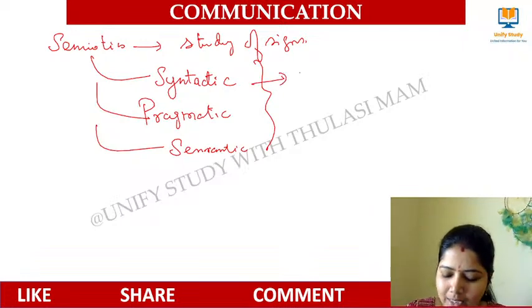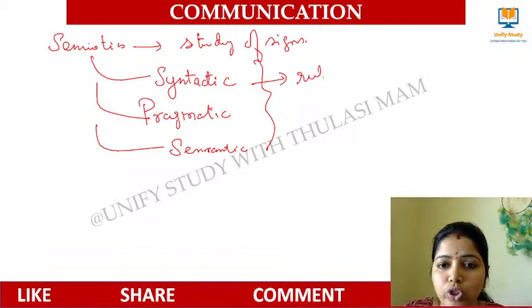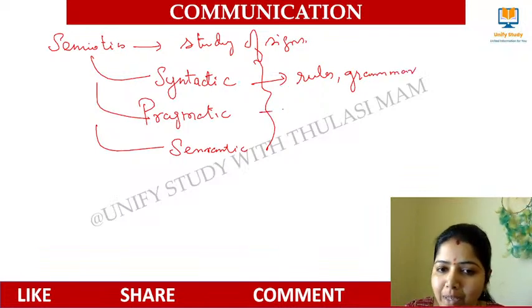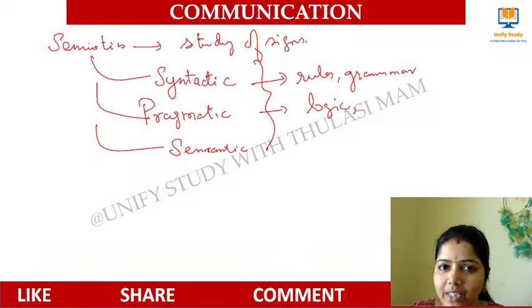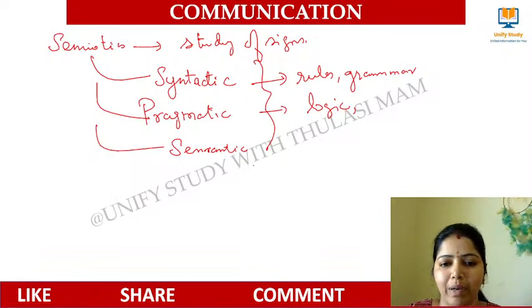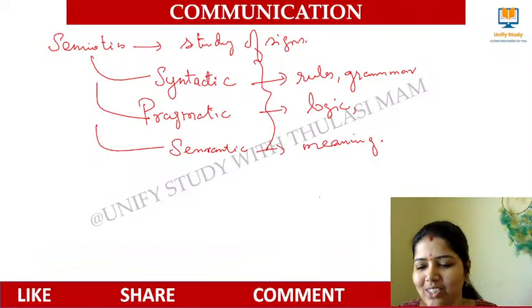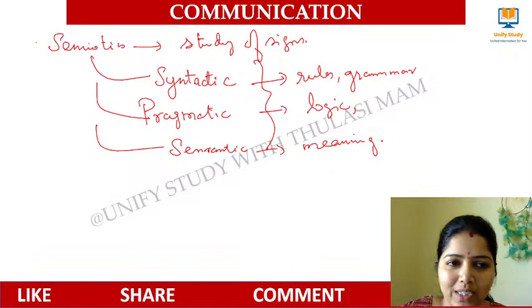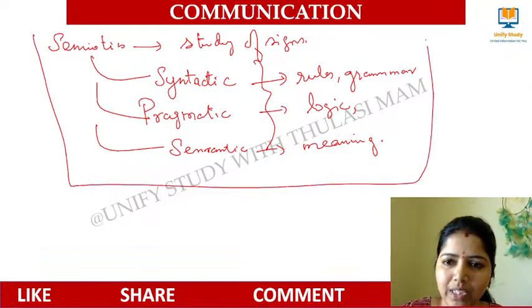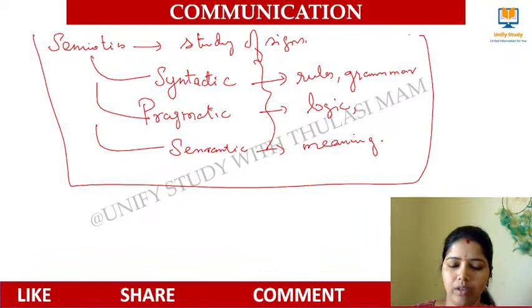Syntactic means what? It talks about the rules, the grammar of the content. Pragmatic means what? It talks about the logic: in what logic we are communicating things, how we relate things. Semantic means it talks about meaning. Yes, concise, concrete, simple. So these are the three levels. Kindly note them down.